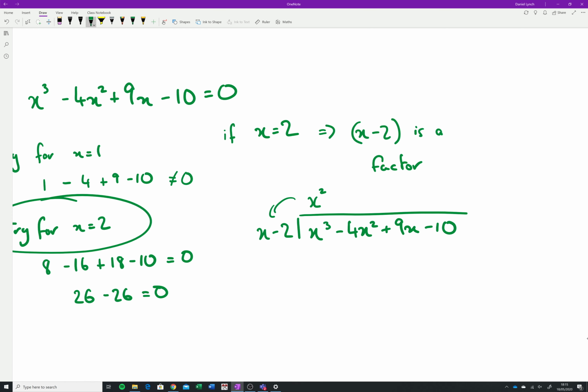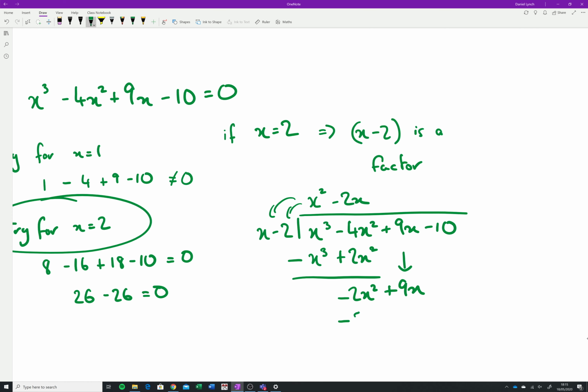Okay, x divides into x cubed to leave x squared, and you multiply back out. So x squared by x is x cubed, x squared by minus 2 is minus 2x squared. It's been a long time. You definitely want to practice this stuff again. Draw a line, change the signs. x cubed minus x cubed is nothing. Minus 4x squared plus 2x squared is minus 2x squared, and bring down the plus 9x and start all over again. x divides in to leave minus 2x.